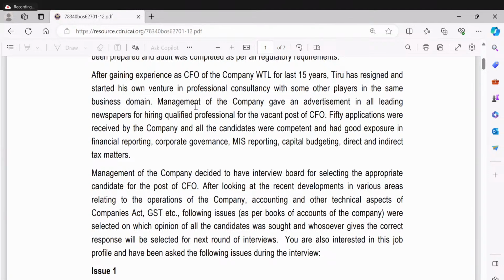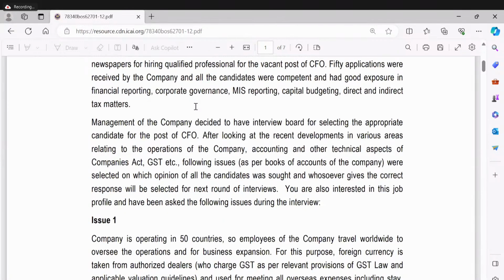Now 50 applications were received by the company and all the candidates were competent and had good exposure in financial reporting, corporate governance, MIS reporting, capital budgeting, direct and indirect tax matters. So you can yourself see that the candidates were competent in all the core areas which a chartered accountant should know. So these positions can be filled by a chartered accountant also because these are our core competence areas, the areas which we actually delve upon.